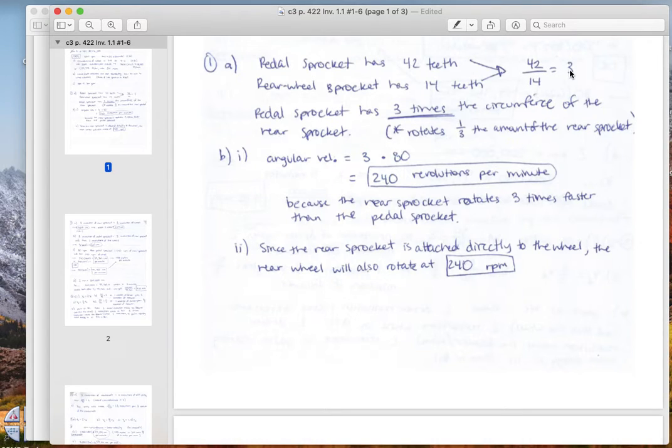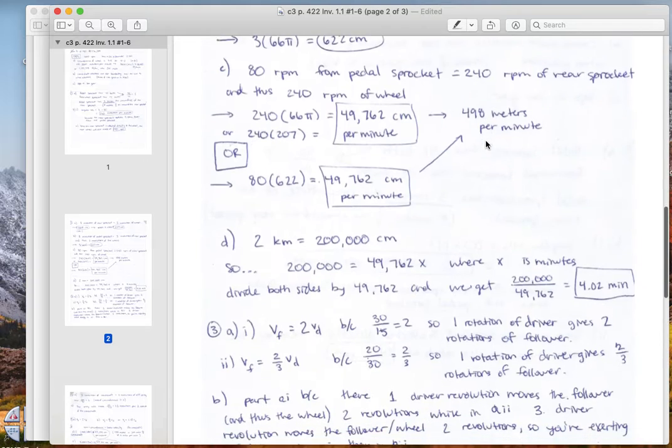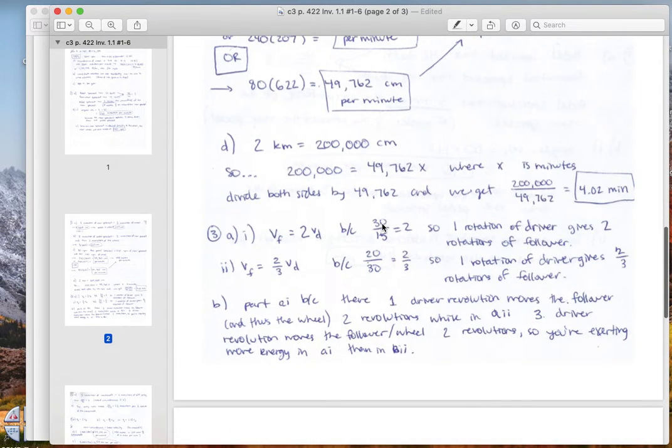42 over 14 is 3, so that means the driver is 3 times more than the follower. Or in other words, 1 revolution of the driver is going to be 3 revolutions of the follower because the follower is smaller, so it's going to rotate more quickly. So for number 3, we do 30 divided by 15 and it equals 2. So that means 1 rotation of the driver gives 2 rotations of the follower. So the velocity of the follower equals 2 times the velocity of the driver.